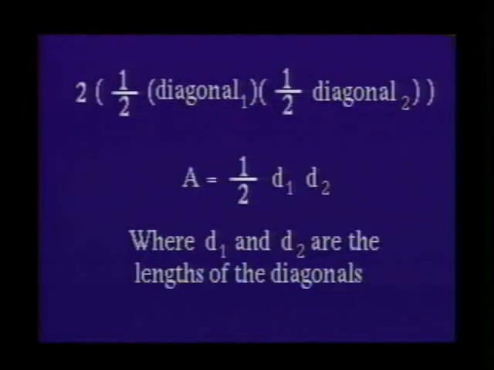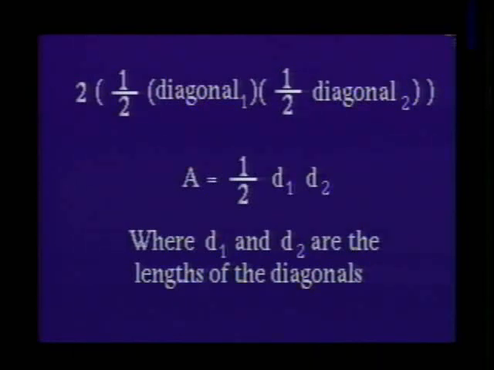From this we can write the area of a rhombus is equal to 2 times 1/2 the product of the diagonal and 1/2 the other diagonal. This can be simplified to the area of a rhombus is equal to 1/2 the product of the two diagonals.